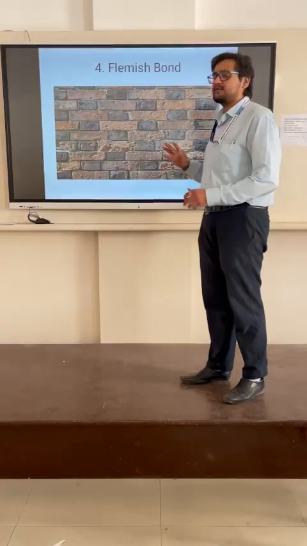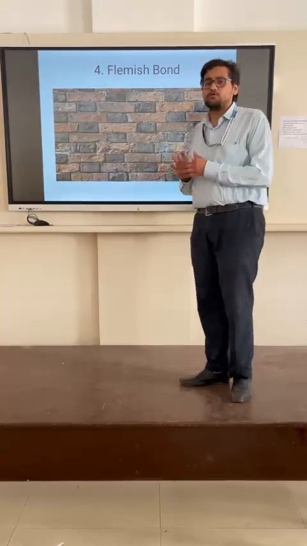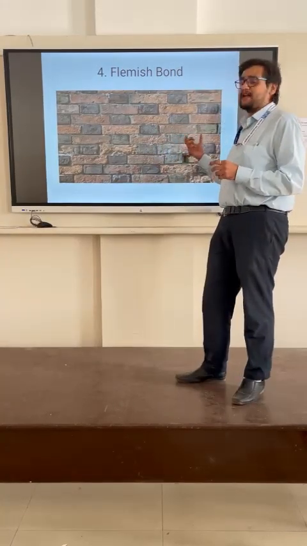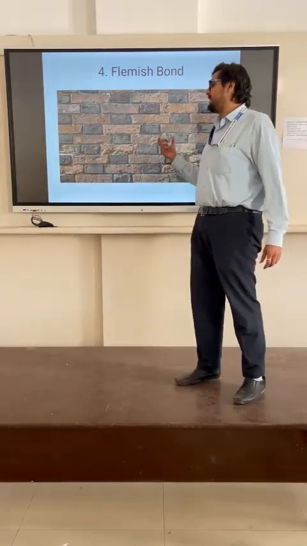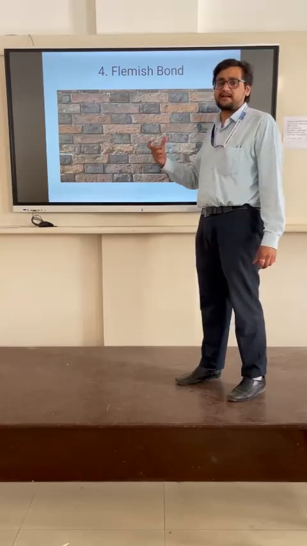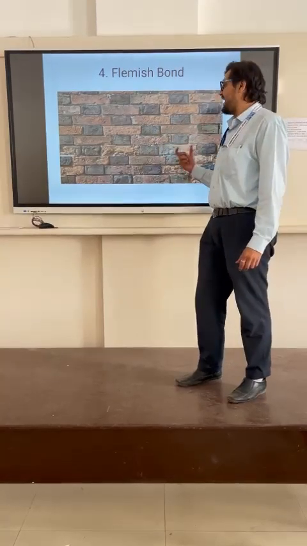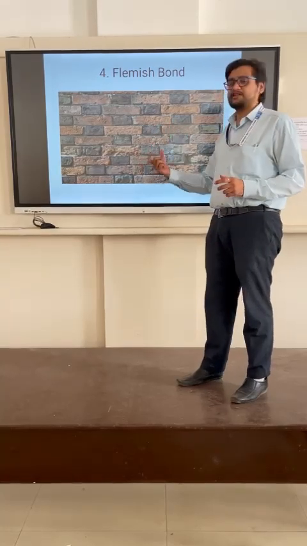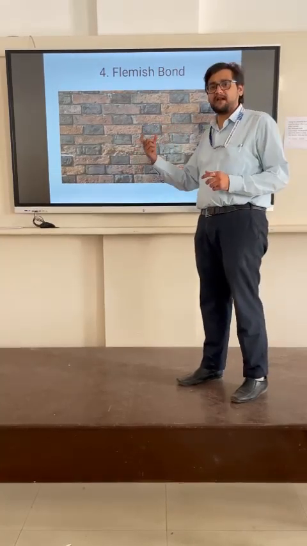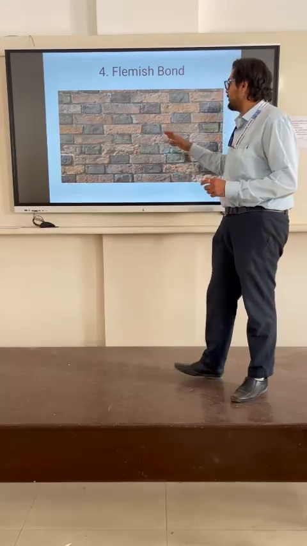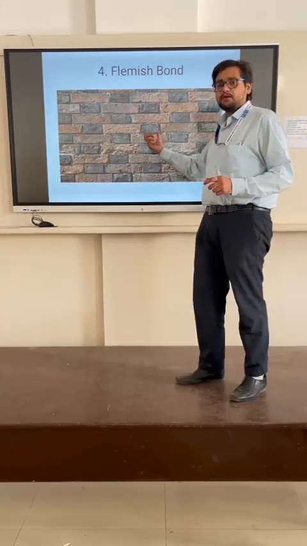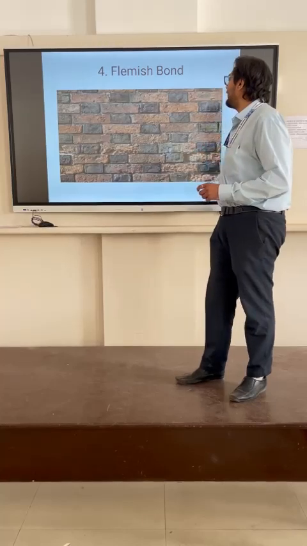Then moving further, this is the Flemish bond. The difference between English and Flemish bond is that in English bond we place odd layers in stretcher and even layers in header, but in this type we place each layer with a combination of header and stretcher, header stretcher. We can see that one is horizontal and one is perpendicular. This is the pattern in the Flemish bond.